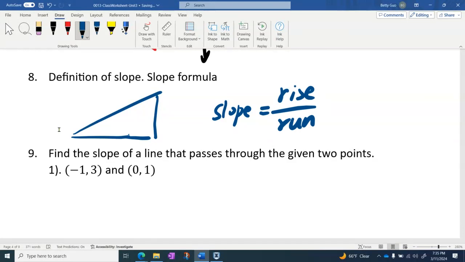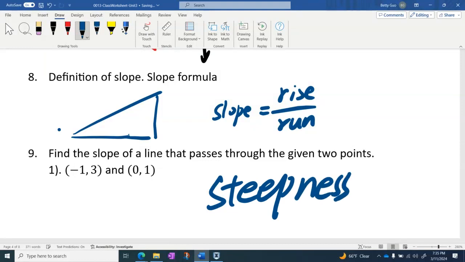The slope of a straight line is a property of the straight line. It's like your eye color, or like your DNA. The slope is part of the DNA of the straight line. It determines the steepness of the straight line. It also determines how the straight line goes from one point to the other point. So passing this point, go this way, or go this way, or go that way, right?